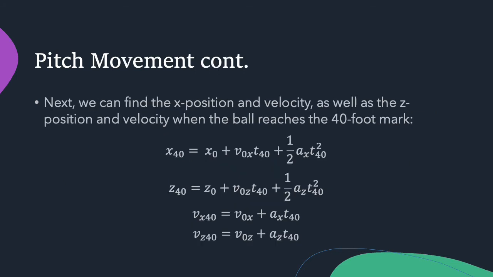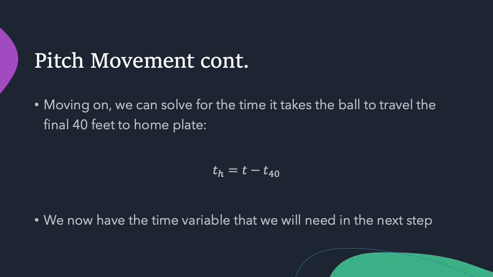As we continue, we need to find the x position and velocity as well as the z position and velocity at the 40-foot mark. Courtesy of the pitch FX technology, we have all the variables we need to solve for the four variables below: x sub 40, z sub 40, the velocity in the x at the 40-foot mark, and the velocity in the z at the 40-foot mark. As we move on, we need to solve for the time it takes for the ball to travel the final 40 feet, which is defined as t sub h equal to the total time minus t sub 40, which we just solved for.